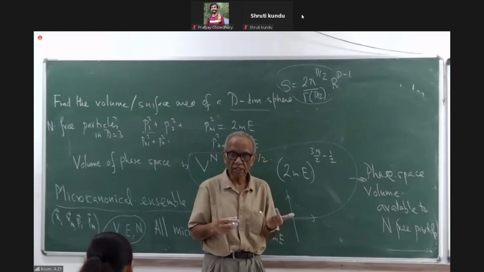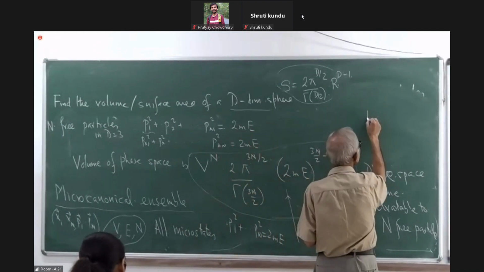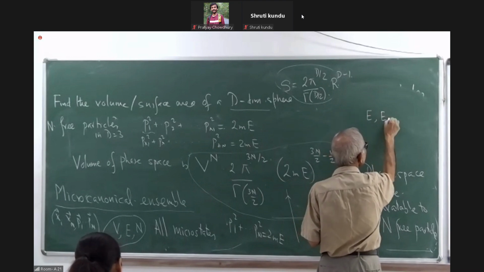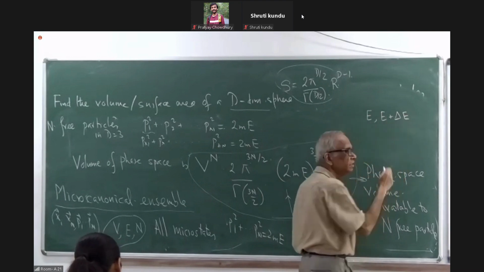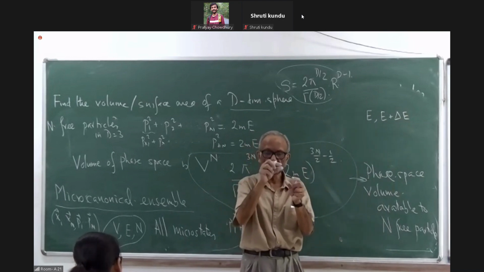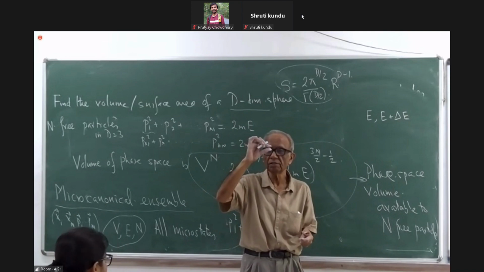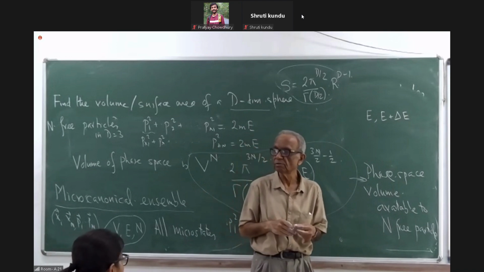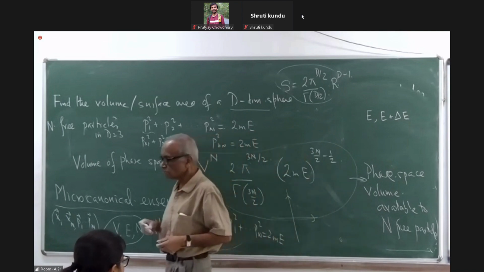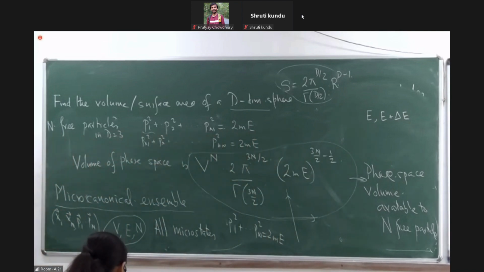Instead of saying that the energy is exactly E, you say the energy lies between E and E plus delta E, and then the volume of the phase space is the surface area times this bit of width. And in the limit of N tending to infinity, it hardly makes a difference whether I'm talking about this small extension or not.